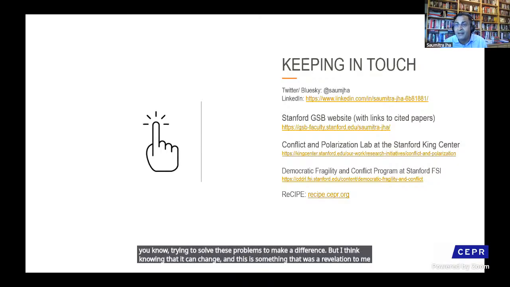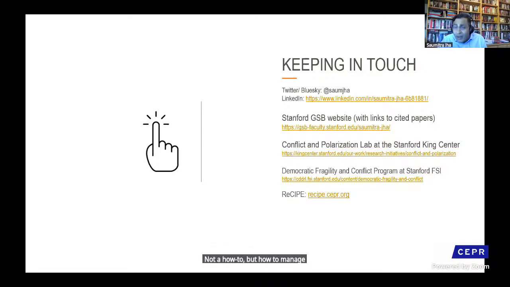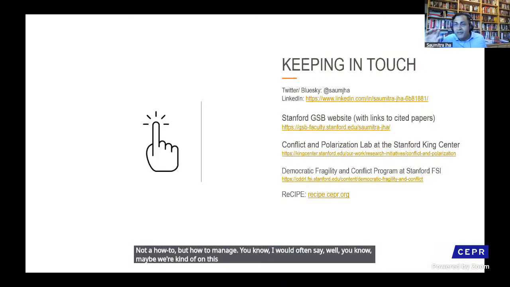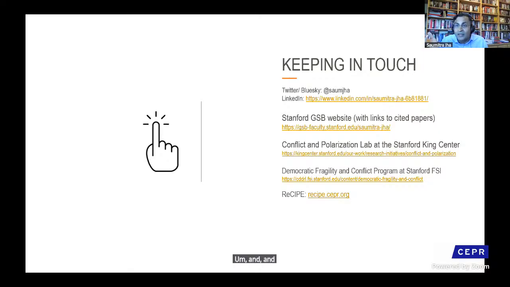When I was teaching corruption to our MBA students, again, not a how-to, but how to manage, I would often say, well, maybe we're on this cusp, this inflection point where enough people get on board, we'll have bandwagon effects, and we can change the societal norms. But the chances of being in that category and that moment are very small. And so I always had to acknowledge that.